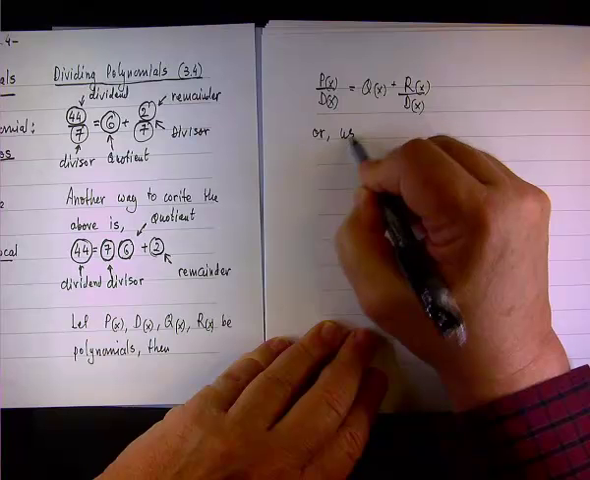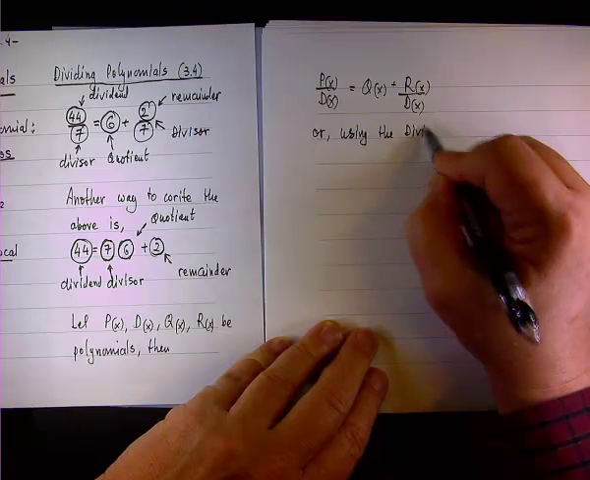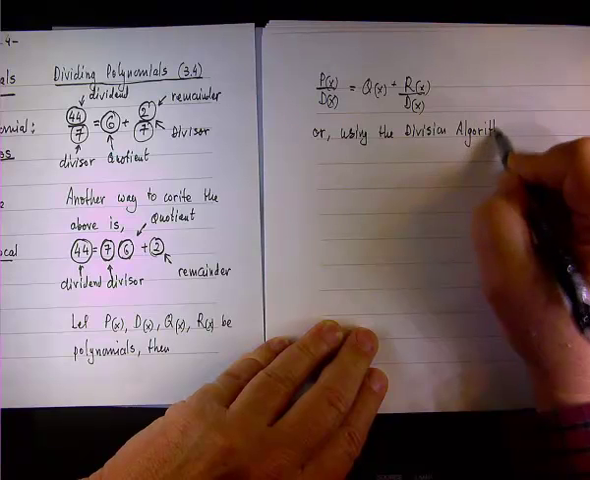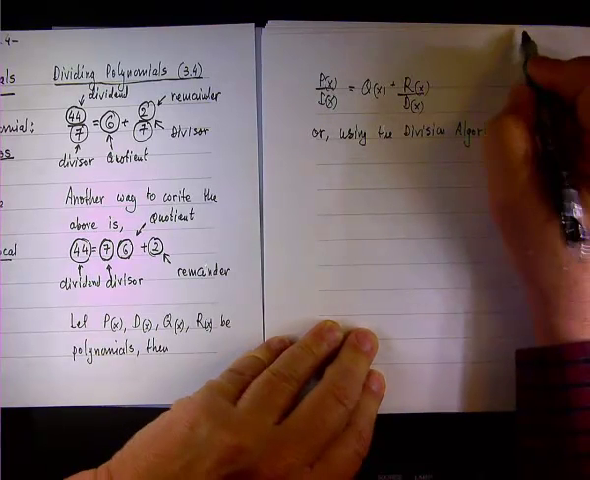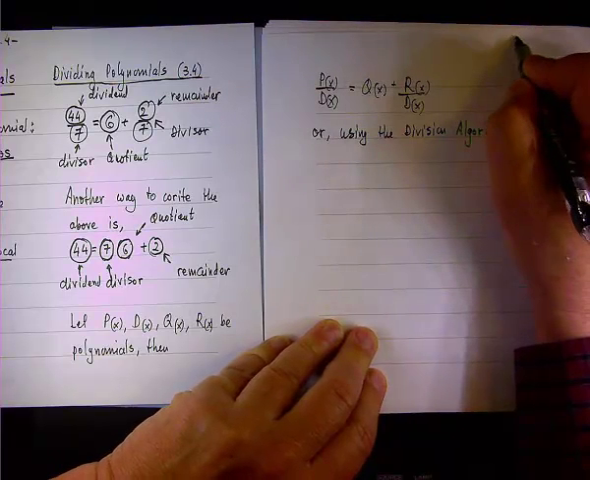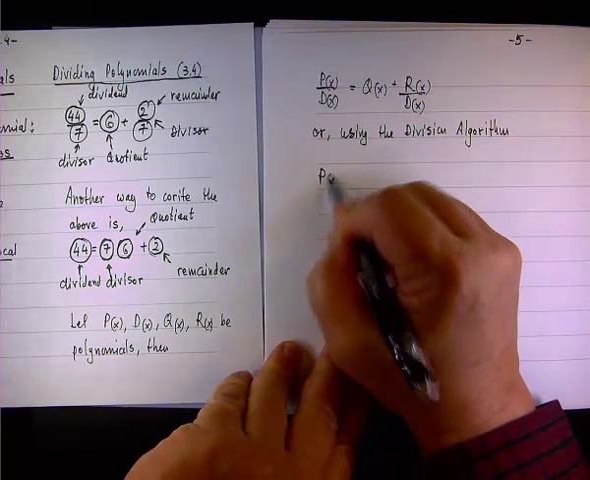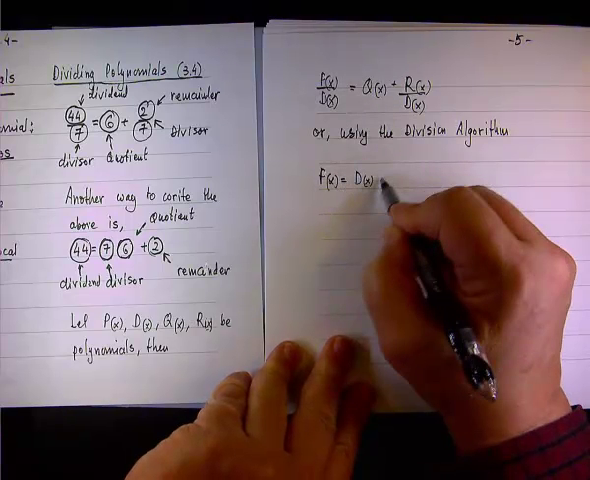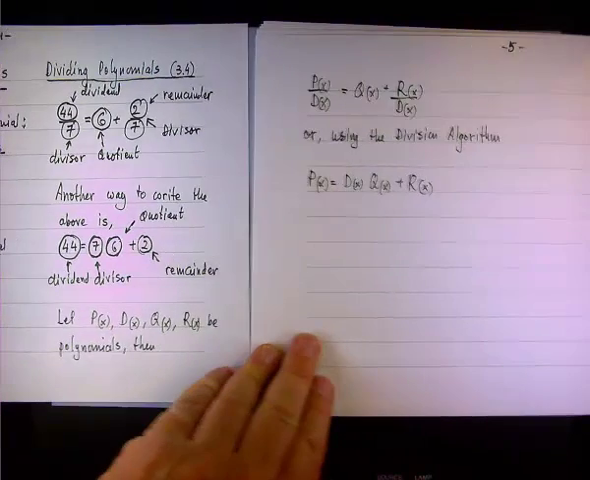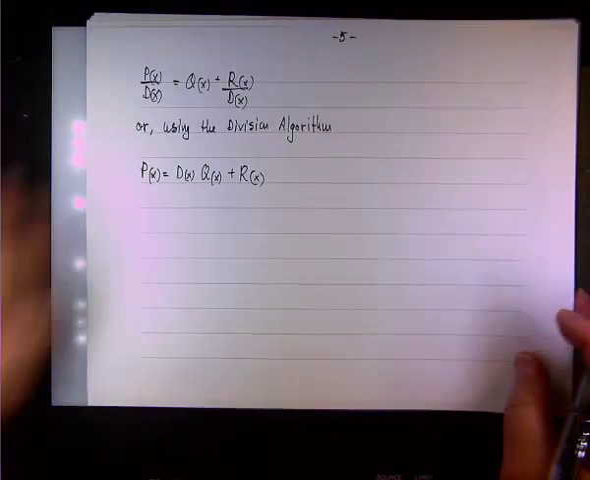Or using the division algorithm, and this is actually the Euclidean algorithm. Euclid, in about the 3rd century BC, developed this algorithm and said that P of x will be D of x, the divisor, times the quotient plus the remainder. Like so.